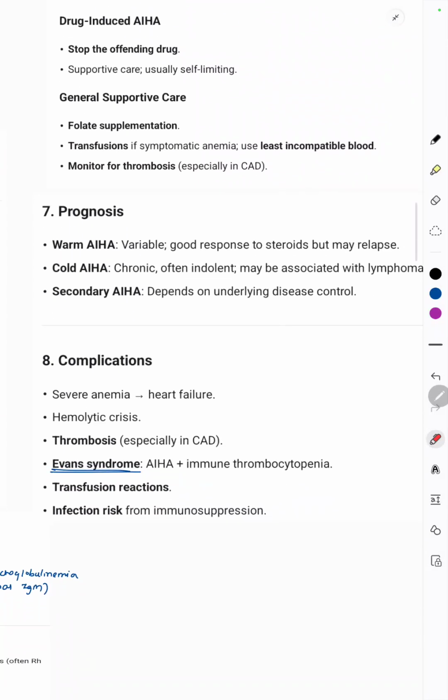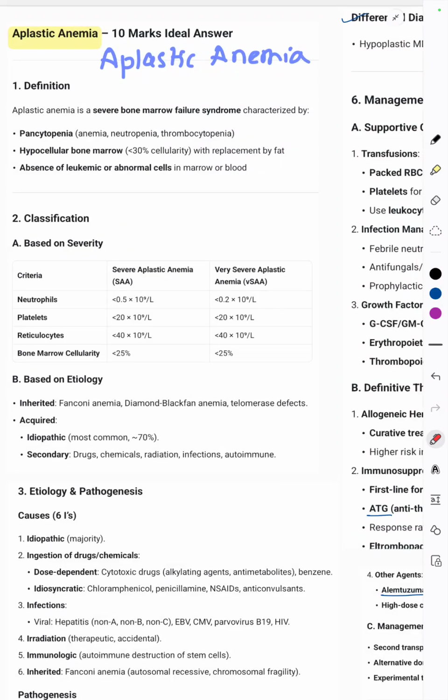Prognosis: warm AIHA has a good response. However, cold AIHA may be associated with lymphoma. And complications: severe anemia can lead to heart failure, because of which blood transfusion can be done. Hemolytic crisis can happen, and thrombosis. Evans syndrome is autoimmune hemolytic anemia plus ITP, immune thrombocytopenic purpura. Lastly, there is aplastic anemia.